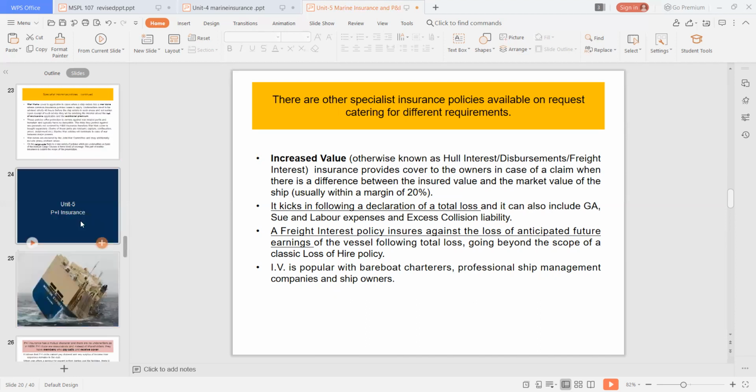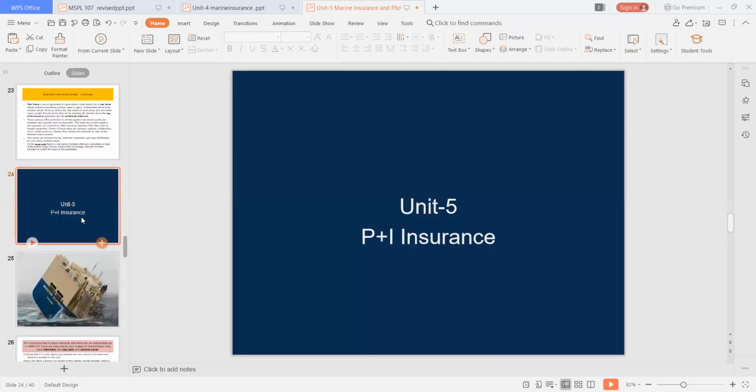Next one, in the last Unit 5, we are coming to the end. This is P&I insurance. Normally it's called Protection and Indemnity insurance. Various authors call it by different names, but P&I is the commonly used one. H&M and P&I: always remember, you people know this because you are in the shipping industry. Protection and indemnity insurance.